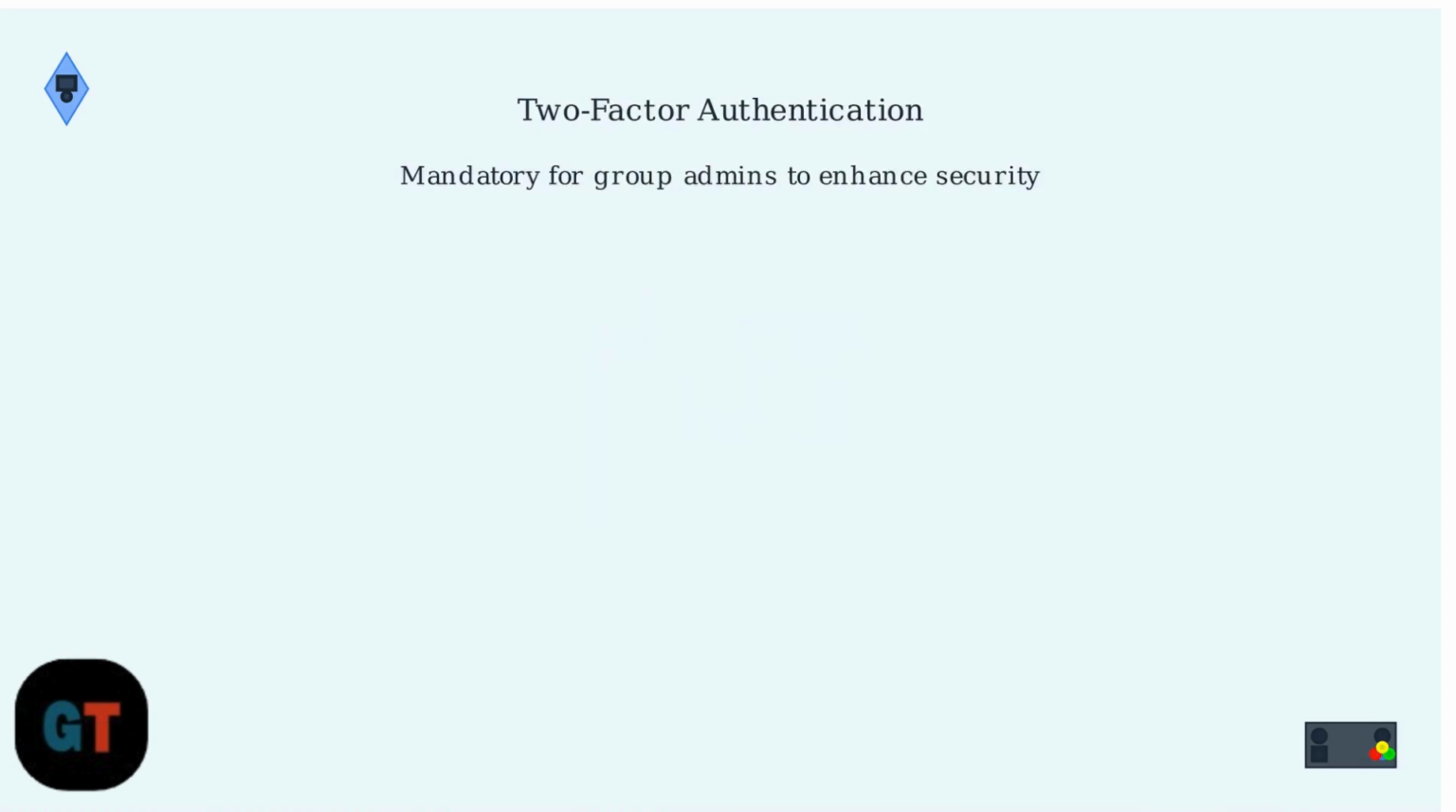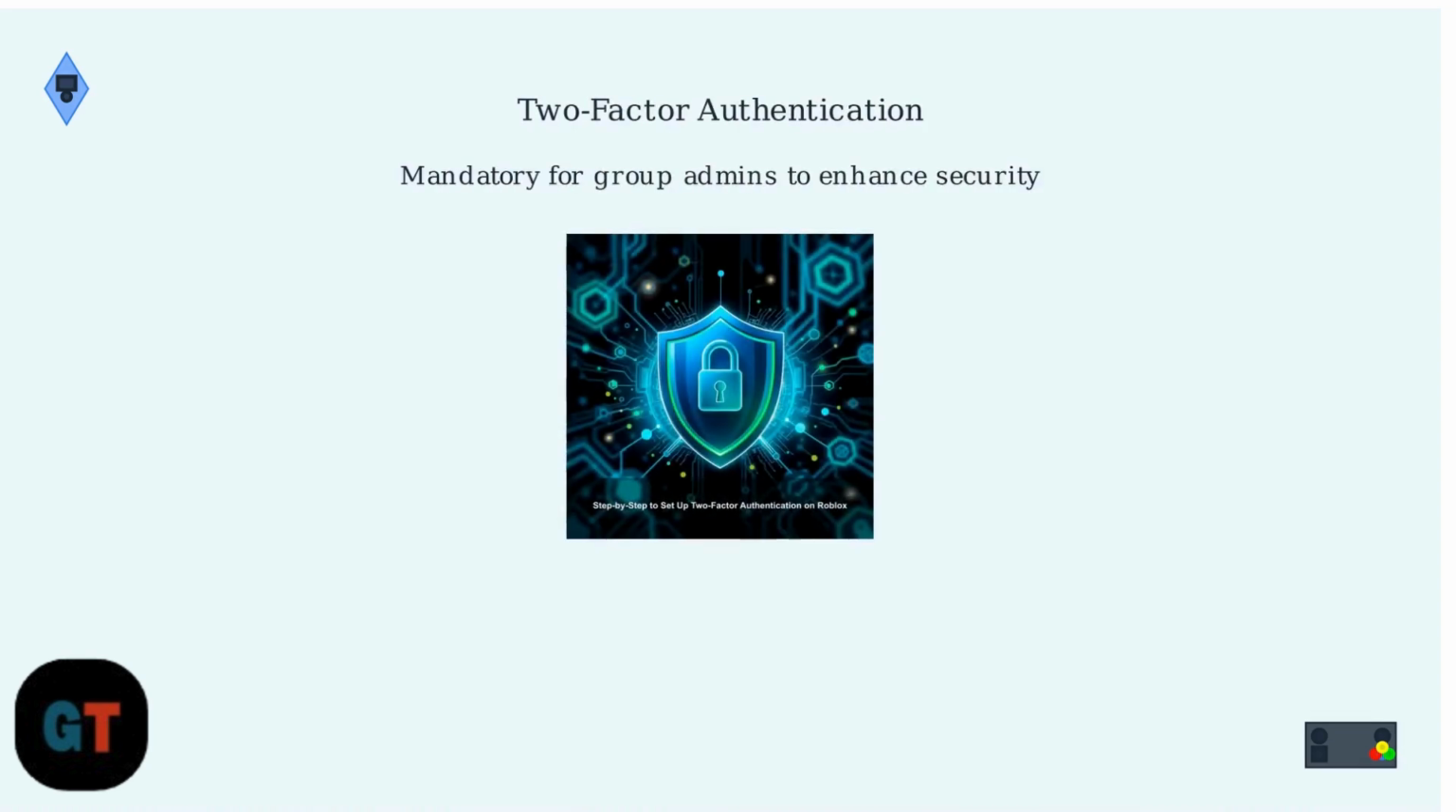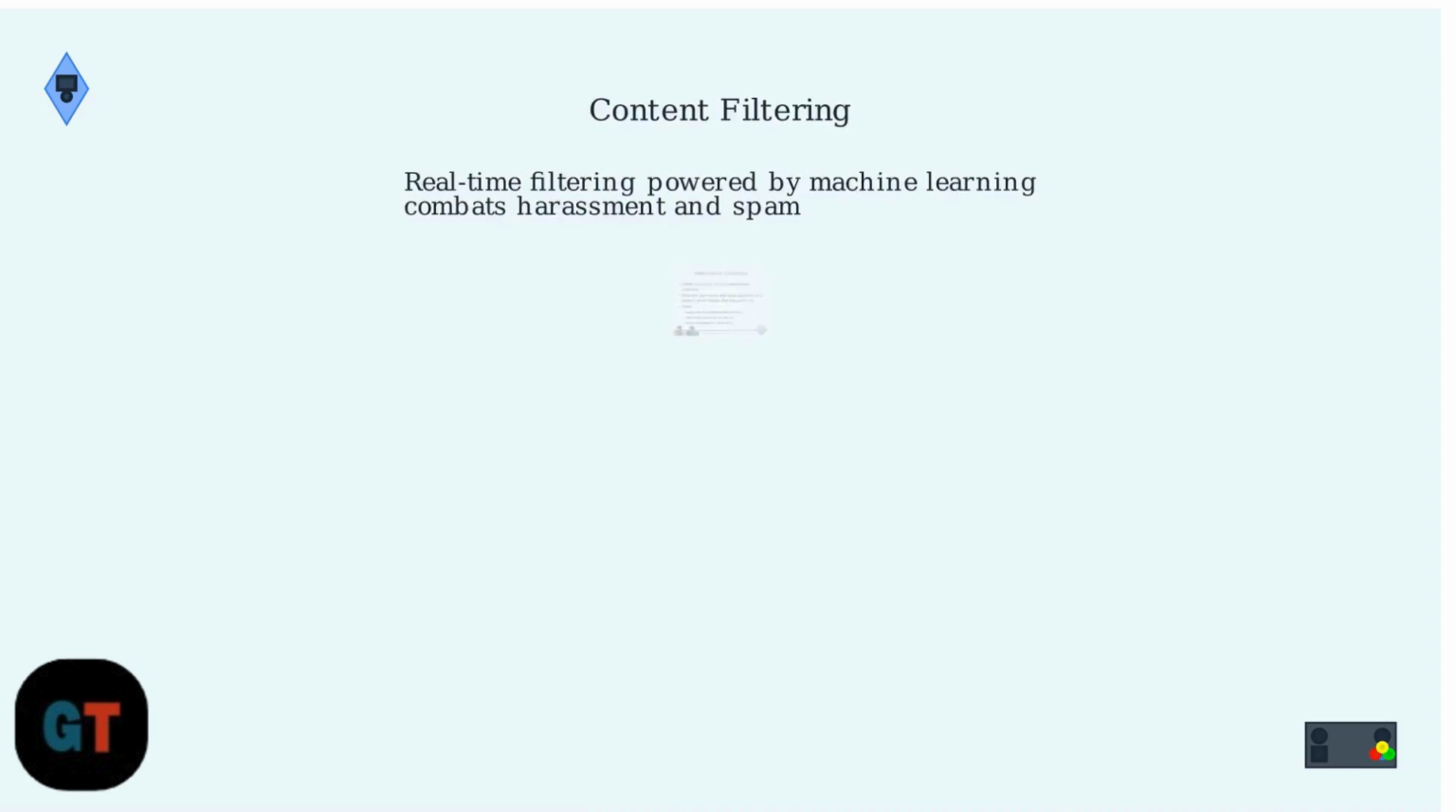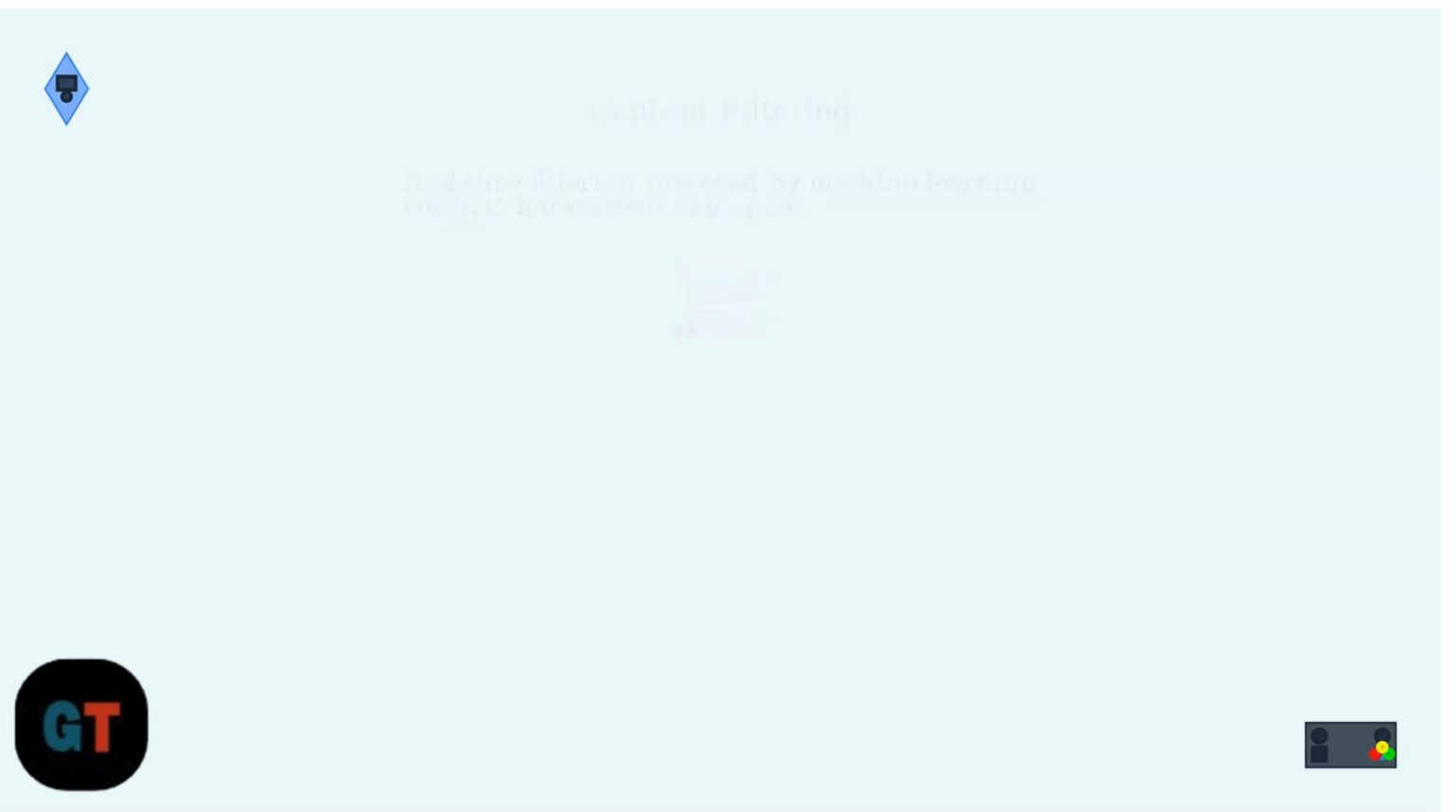Roblox's automated systems monitor all interactions to prevent harassment. Two-factor authentication is now required for group admins. This adds an extra layer of security to protect your account and group. Roblox uses machine learning for real-time content filtering to automatically detect and block harassment and spam in groups.